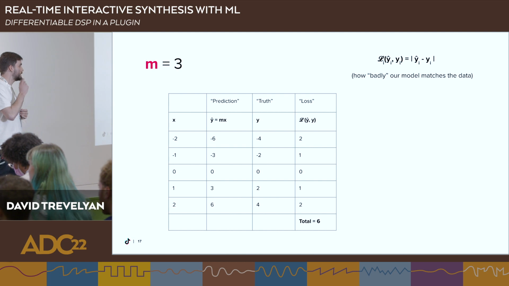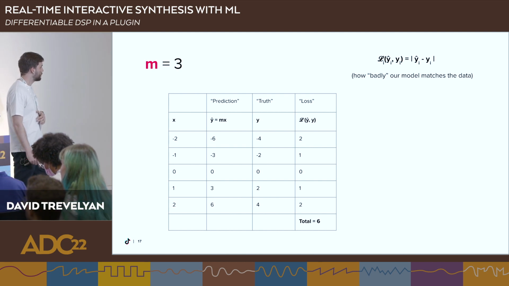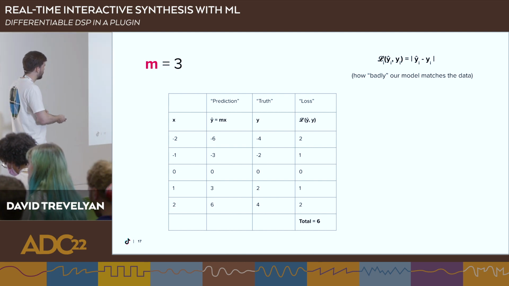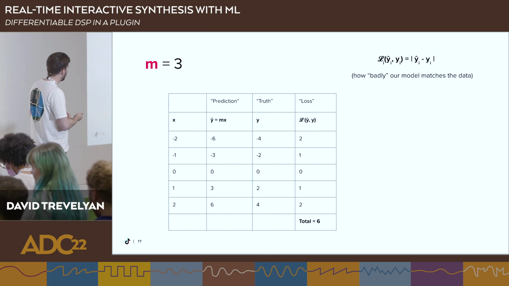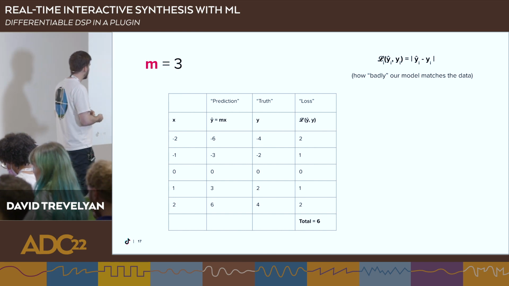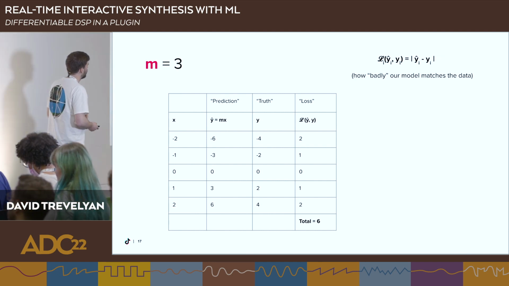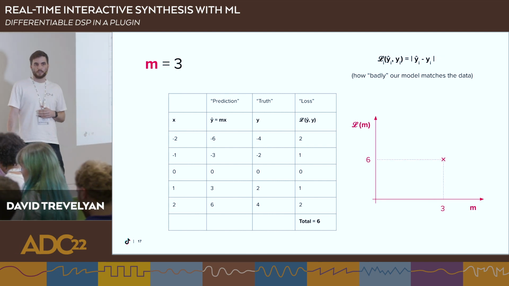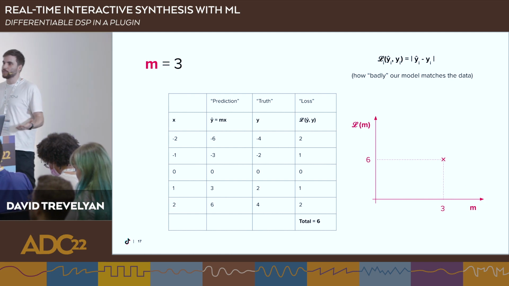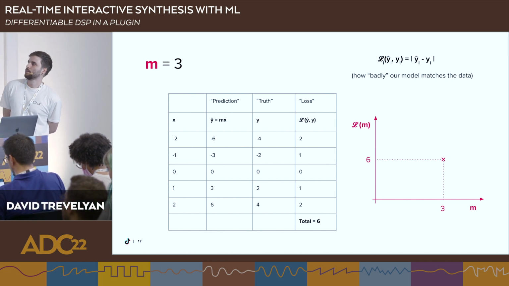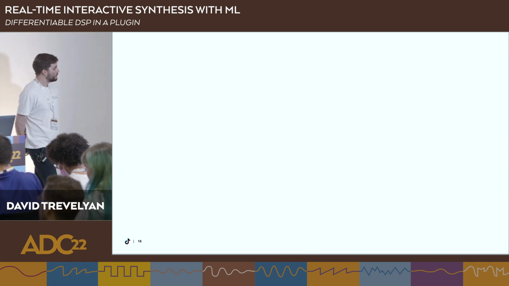Machine learning engineers and researchers will call this a loss. And you can see we have a total of 6 here. We're 2 away here, 1 away here, 1 away here, 2 away here. And adding them all up, we get 6. We can begin to start plotting how well we're doing for each parameter that we're guessing. And we can repeat the process.